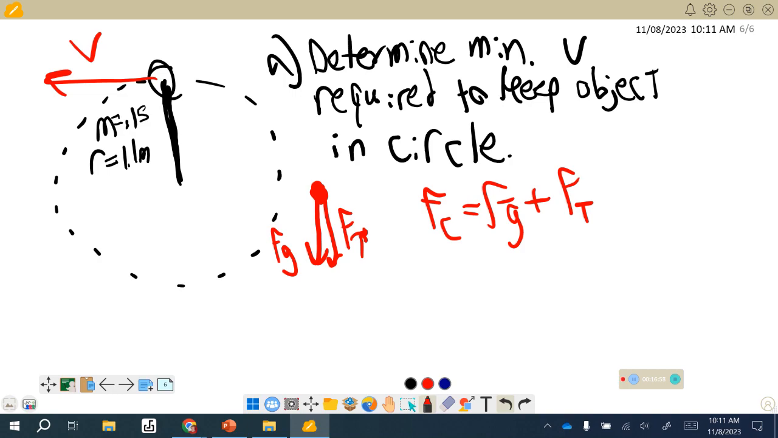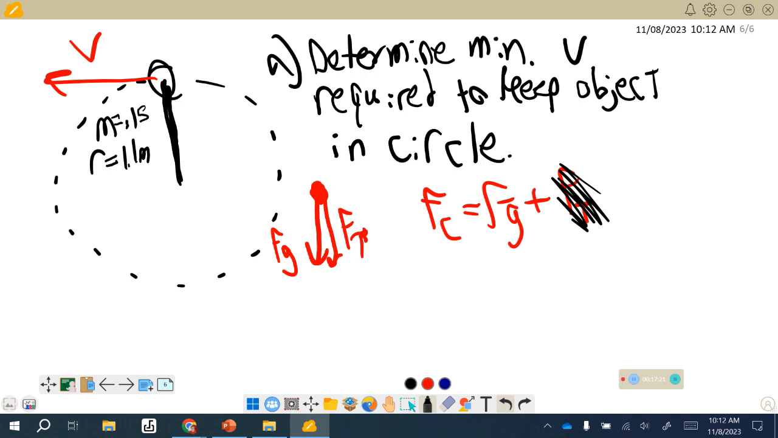So how can we apply the smallest amount of centripetal force to this object? Well, we can't change the force of gravity. That's always going to be applying to our object. What we can change is the force of tension, how hard we're pulling on that string. So what would the minimum amount of centripetal force be? Well, it would be when tension is 0.